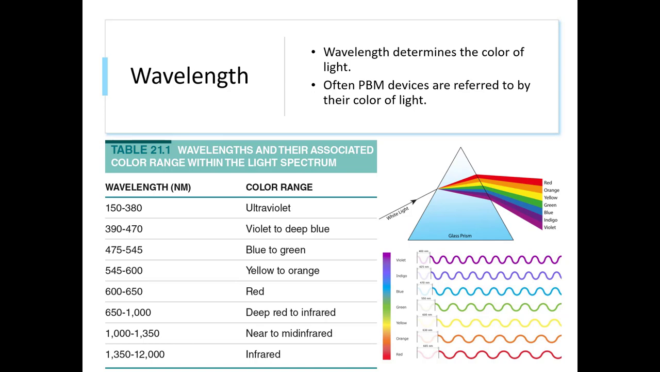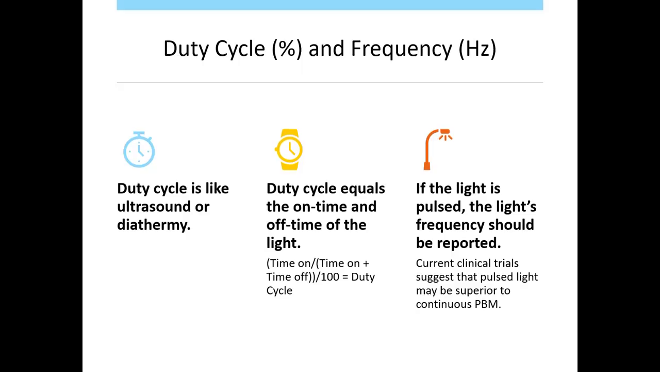For example, all lasers with a wavelength of 150 to 380 nanometers are ultraviolet, but the tissue responds to a 150 nanometer laser differently than to a 380 nanometer laser. So each laser should be referred to by its specific wavelength rather than calling them both ultraviolet lasers.